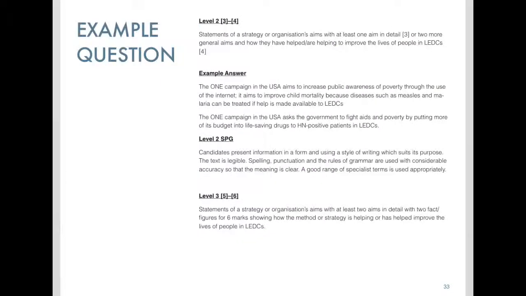If we come across and have a look at the level 3 mark scheme, 5 to 6: statements of a strategy or organisation's aims with at least 2 aims, so at least 2, you could put in more but 2 is enough, with 2 fact, figures for 6 marks, showing how the method or strategy is helping and has helped improve the lives of people in LEDCs. So you can see immediately that our plan will fit with the level 3 answer.